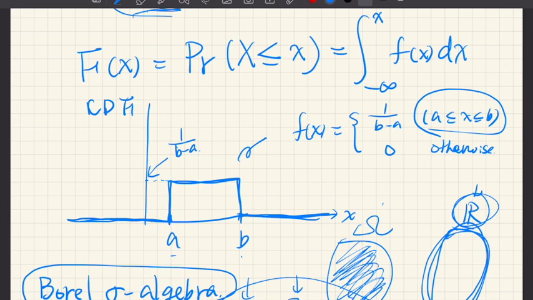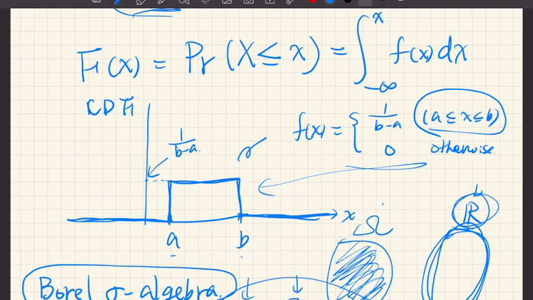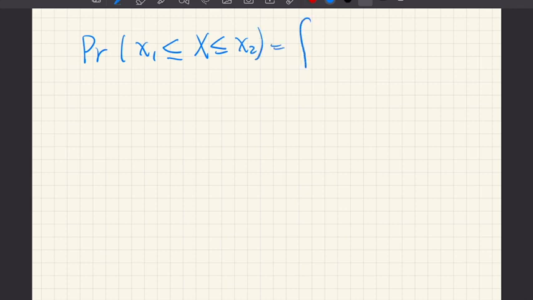Okay, so here's an example of a density function, and so in this case, if we want to calculate the probability that the random variable is between x1 and x2, we just integrate.